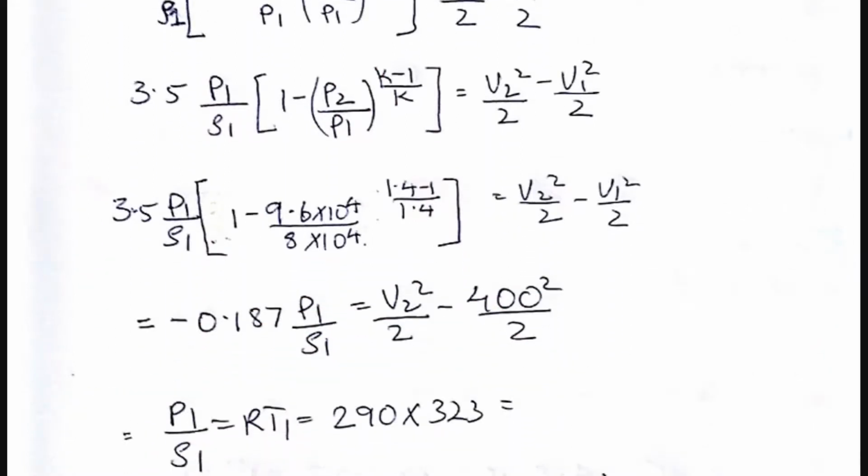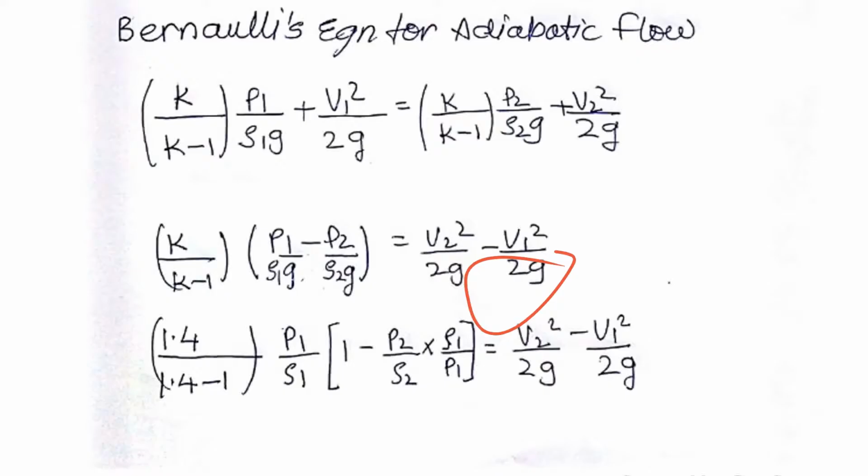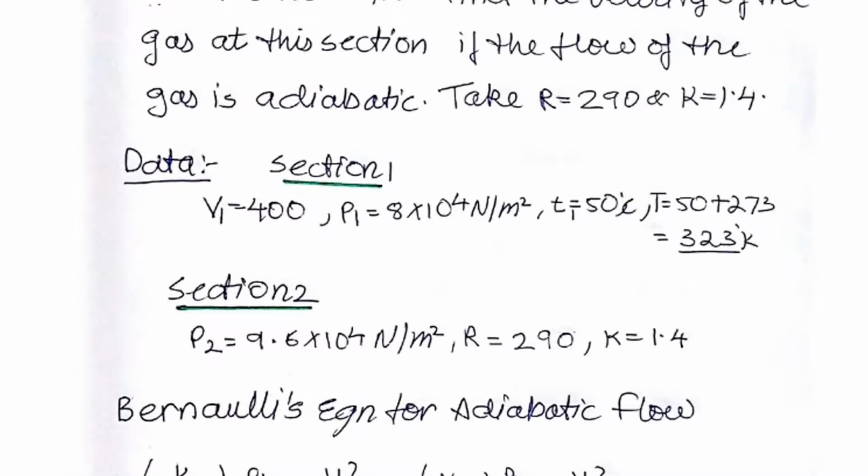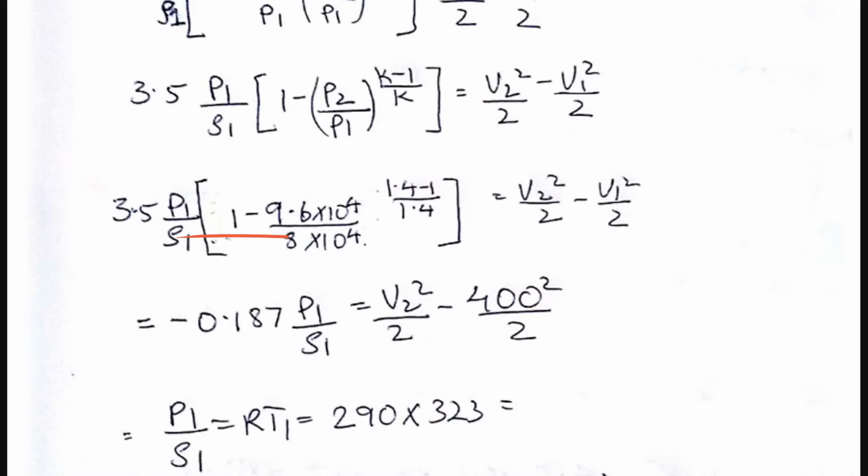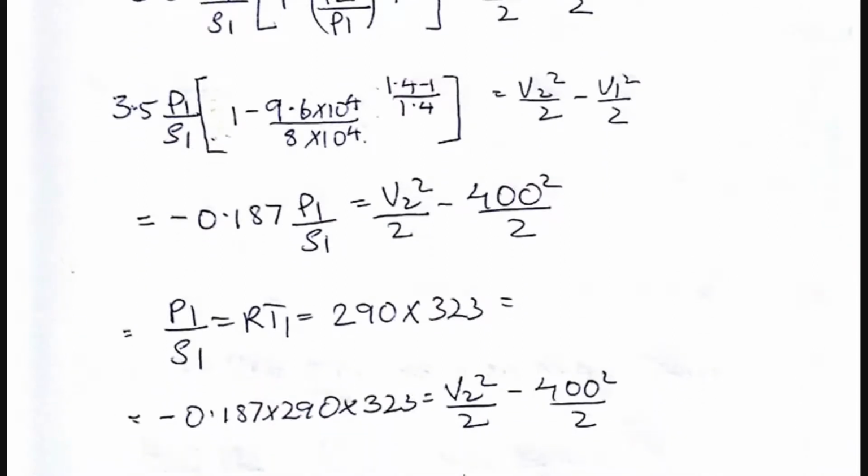So after we simplify this part, we get that to be equal to the negative of the 0.187 into P1 divided by rho 1, and that is equal to the V2 square divided by 2 minus the V1 square divided by 2. So in this question, we knew the value of V1, which is equal to 400, as you can see over here. So we replace the value, and after that what we have done is that we wrote down the equation.